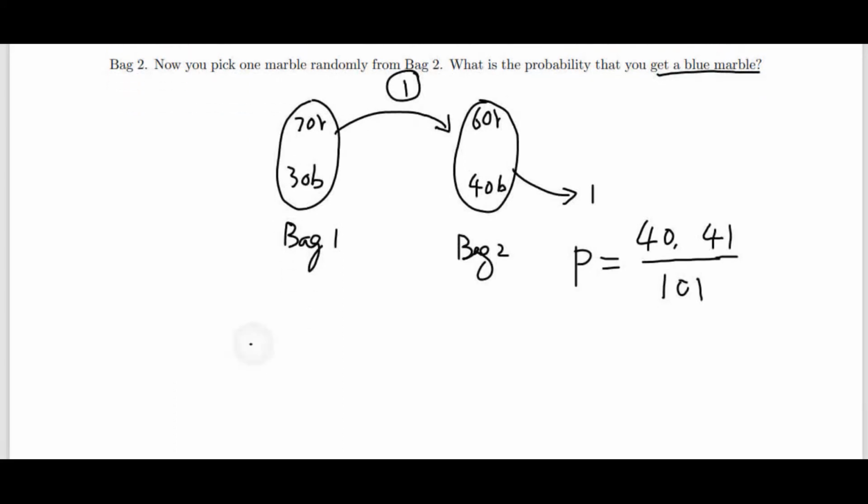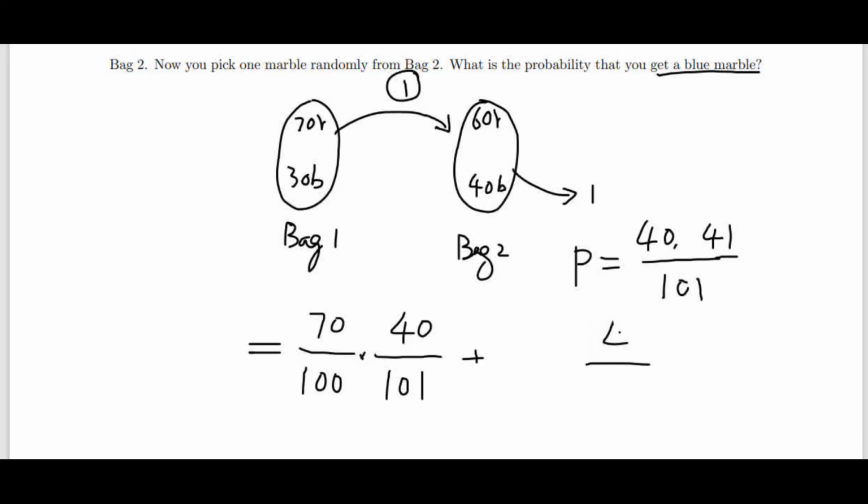So we just use this formula to check. If this is 40 over 101, this means that one is not the blue one, so it is a red one. Such probability is 70 over 100, right? Plus, if this is 41, we have 41 blue bubbles. So pick one, we get the blue one. But the condition is that when that one is blue, the probability is 30 over 100.